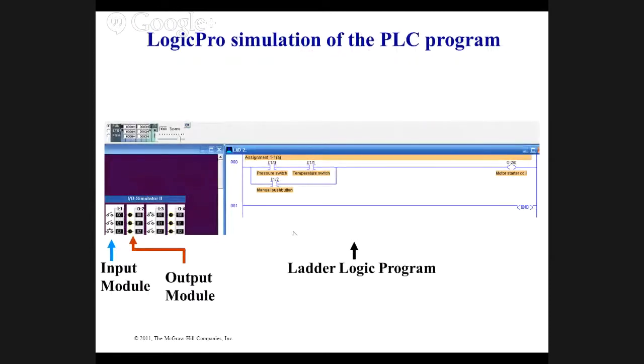You've seen RSLogix 500 software before, have you? Okay. Yeah. I don't know. I did it before. All right.